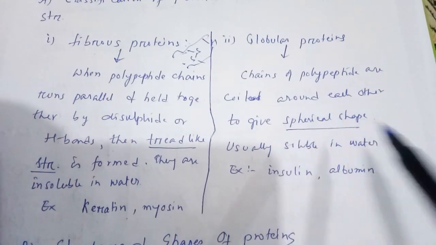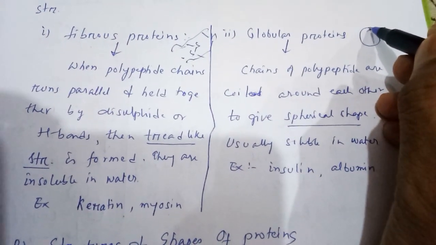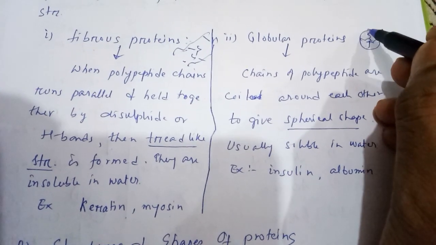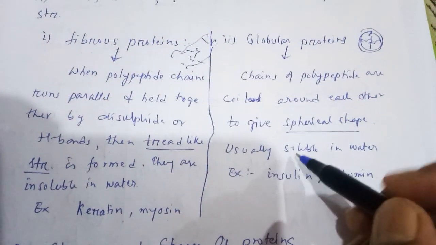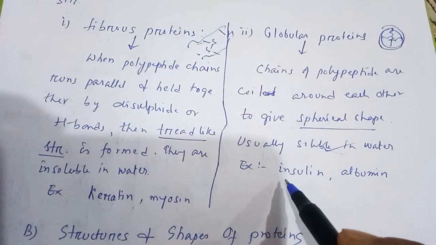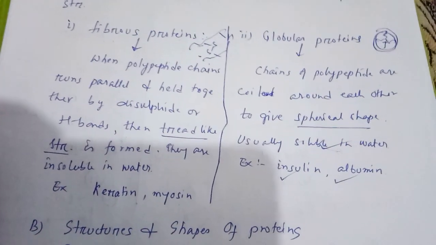Globular protein has a globular structure. Just like micelle formation, the water insoluble parts are inward and the water soluble parts are outward. That makes it water soluble. Examples are insulin and albumin. The egg albumin we know is water soluble.